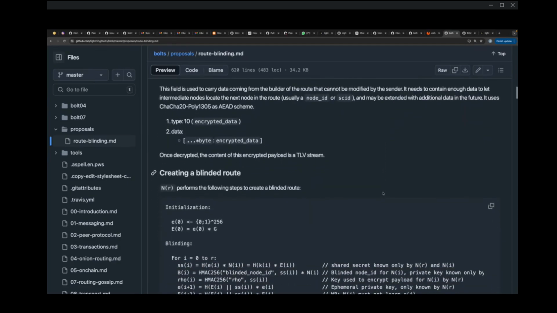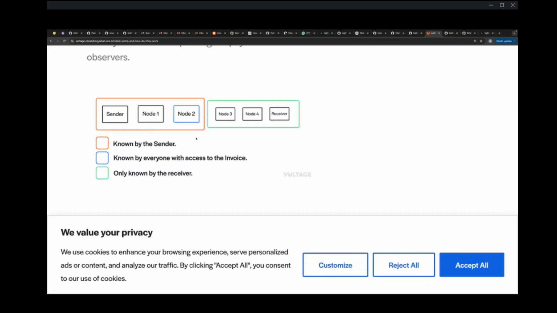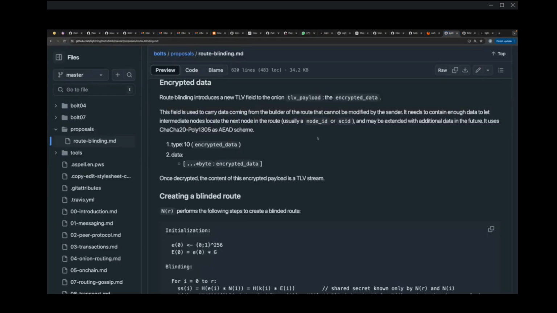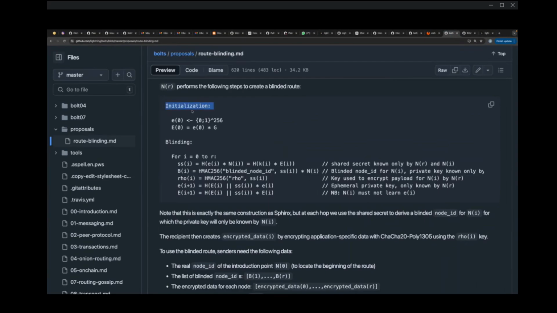So yeah, this is what happens. Each node in the blinded route has a shared secret with the receiver, and the receiver would be giving them some encrypted data which could only be decrypted by that node, or the receiver would know it. No one else could see what is inside the encrypted data. So this is how blinded routes are created.